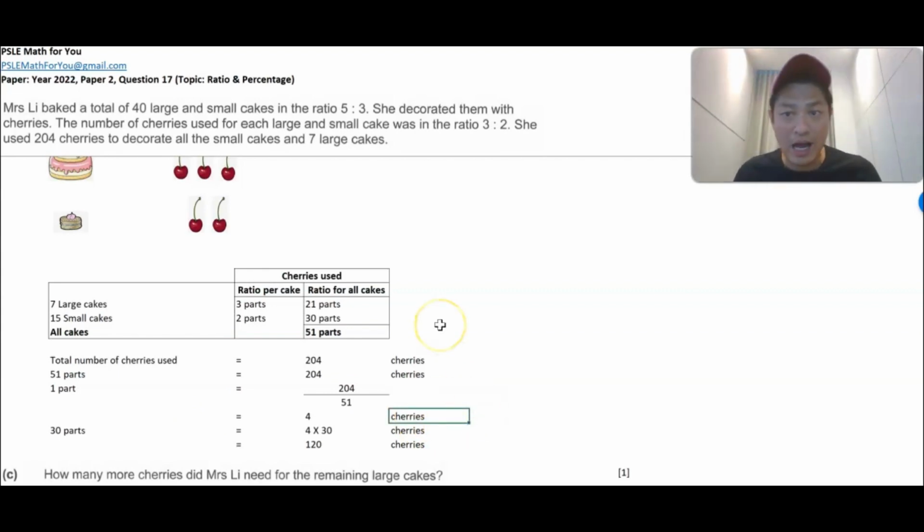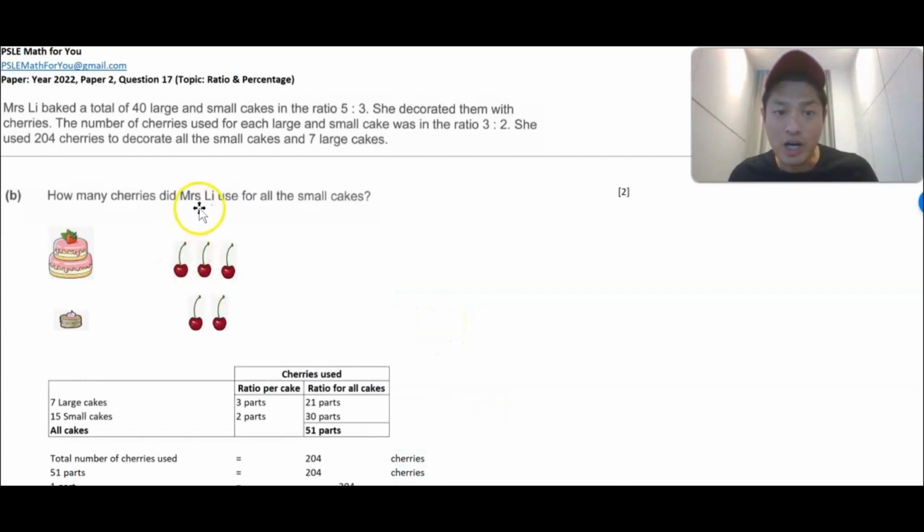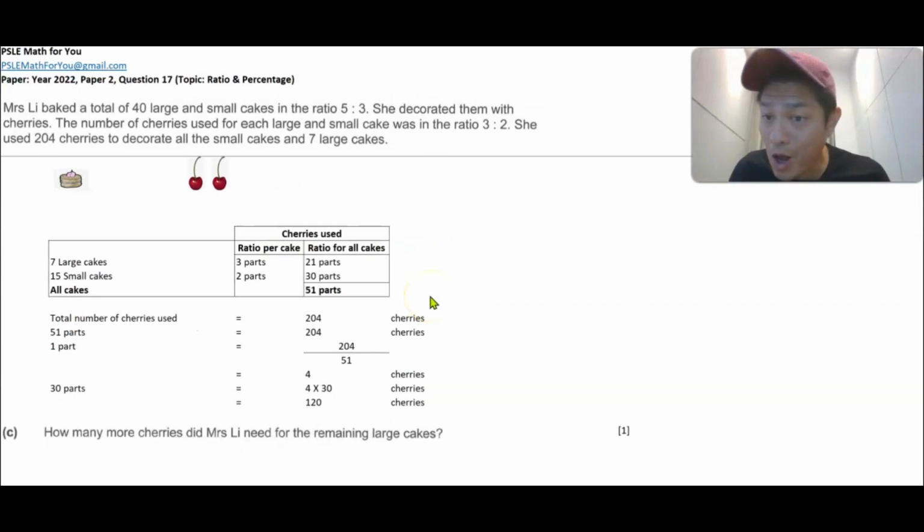Now the question has asked us, how many cherries did Mrs. Lee use for all small cakes? And how many parts of cherries did we use for all of the small cakes? Refer back to the table here. It's 30 parts. So 1 part of cherries equals 4 cherries, multiplied by 30 parts, which is 4 times 30, it's 120 cherries. Voila! That's part B of your question.